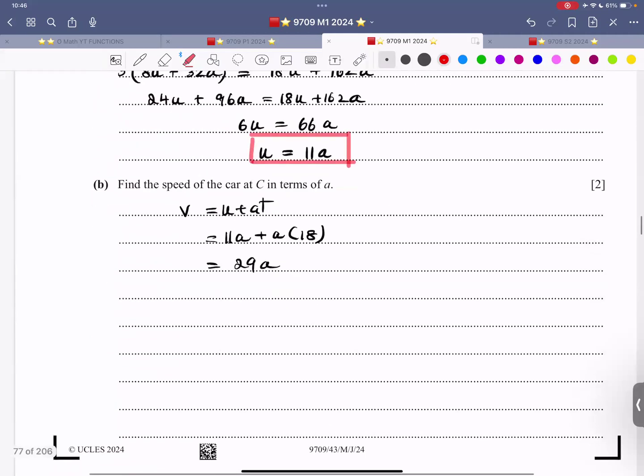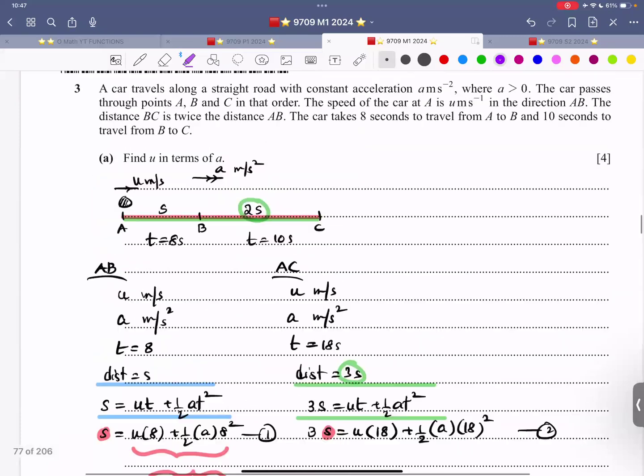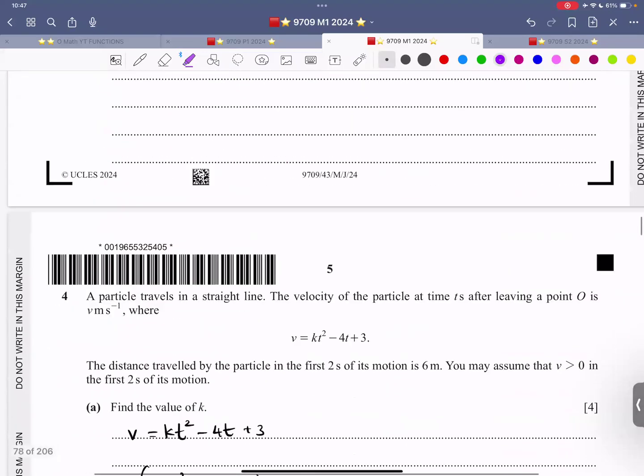Now it says the last part. It says find the speed of the car in terms of a. We know that v is equal to u plus at. So u is 11a, a is a, t is 18. That's the time for the whole journey. So 11 plus 18, that is 29a. That's the speed of the car in terms of a. So now 3 questions are down.